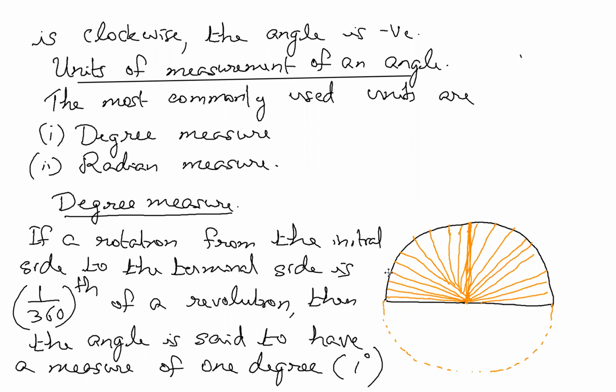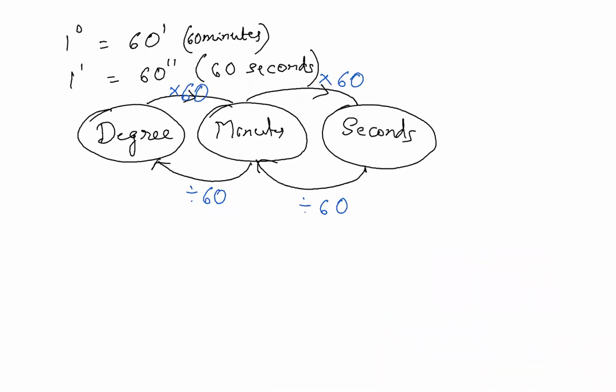Now, degree measure means you take a full circle, 360 equal parts, and take one part. If a rotation from the initial side to the terminal side is 1 upon 360th of a revolution, then the angle is said to have a measure of 1 degree. And then conversion: 1 degree is 60 minutes, 1 minute is 60 seconds. To convert degree to minutes, multiply by 60, and to convert minutes to seconds, multiply by 60. The other way around, divide by 60. Minutes to degree is also divided by 60.